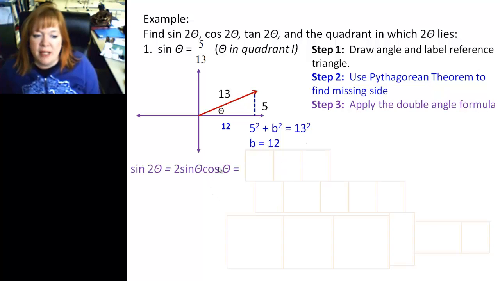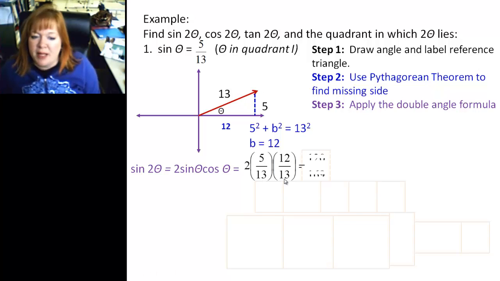So my double angle formula was sine of 2 theta equals 2 times the sine of theta cosine of theta. Now that I have all 3 sides of my triangle, I can easily form the sine of theta, which was given as 5 over 13, and the cosine of theta. Cosine is x over r, which would be 12 over 13. So I just plug that in place. So it's going to be 2 times 5 over 13 times 12 over 13. This was the sine of theta. This was the cosine of theta.